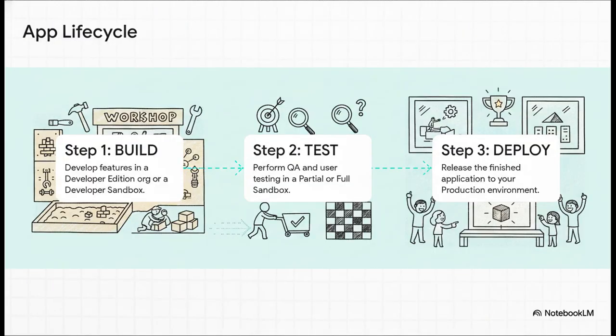And this all comes together in a simple, safe path called the application lifecycle. It's super straightforward. Step 1, you build in your safe workshop like a developer sandbox. Step 2, you test like crazy in a realistic setting, maybe a partial or a full sandbox. And only when it's perfect, only then do you hit Step 3, you deploy the finished, polished product into the live showroom for everyone to see.